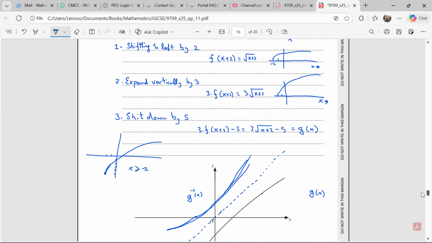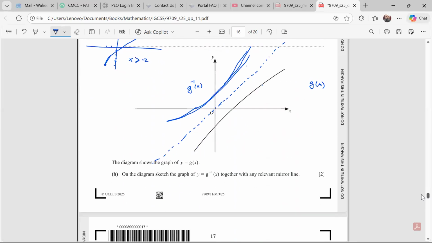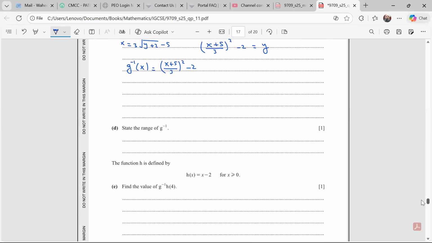Whatever is the domain of g of x, the range of g inverse x will be the same. Since we're talking about the y, y has to be greater than minus 2. So the range has to be that y should be greater than minus 2. I hope this is clear.